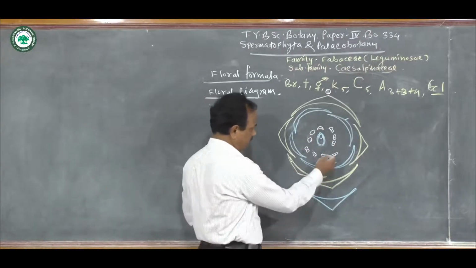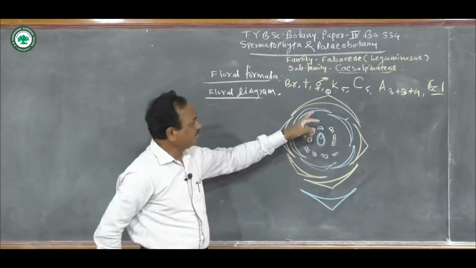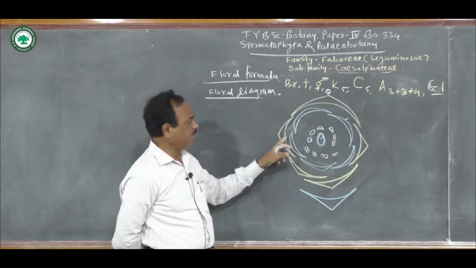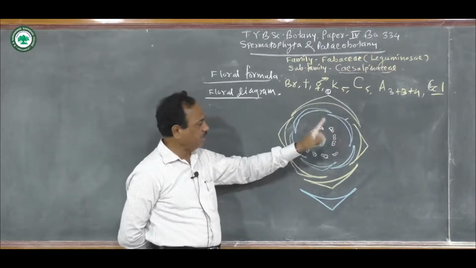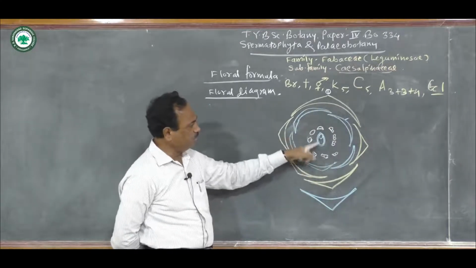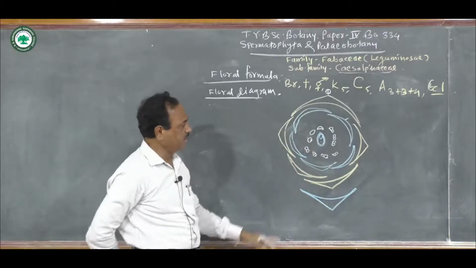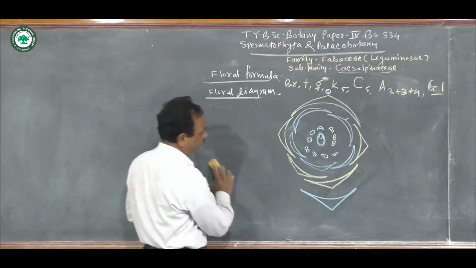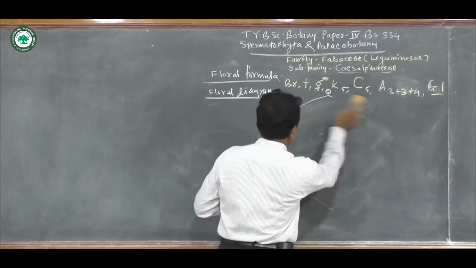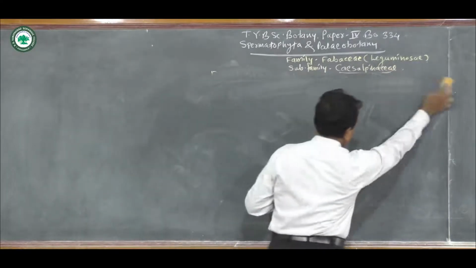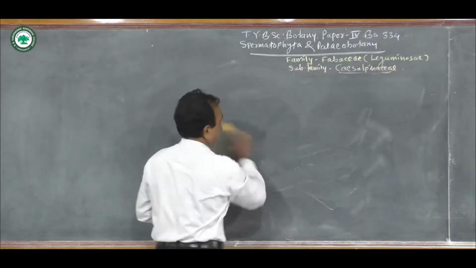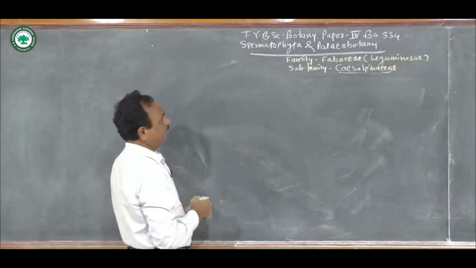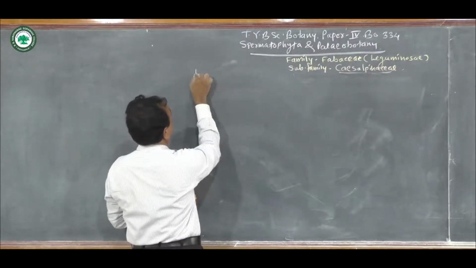Then the sepals, they are 5 in number, present in quincuncial type of estivation. Corolla shows the 5 petals, present in imbricate type of estivation, and thus this is the floral diagram of the family Caesalpiniaceae. So this is about the floral diagram and the floral formula. Now let us see about the economic importance of the family.